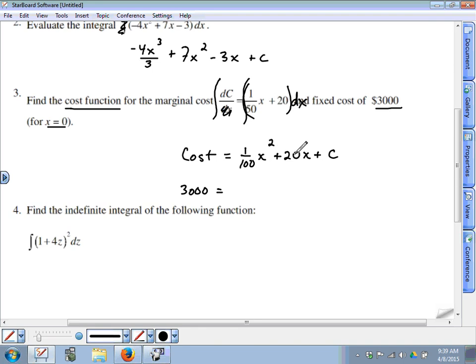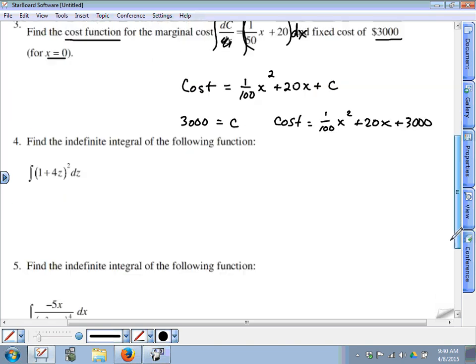Now if x is 0, that term disappears. If x is 0, that term disappears. So the constant of integration is equal to c. So the cost function is 1/100th x squared plus 20x plus 3,000.